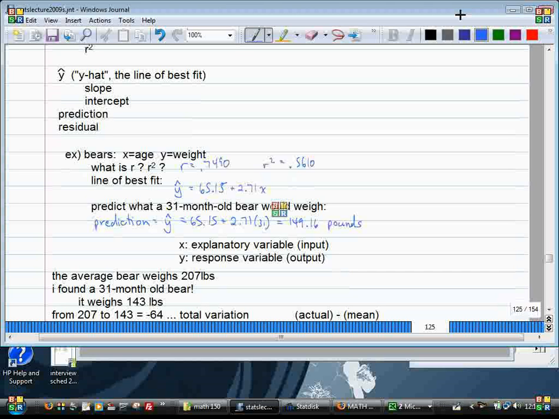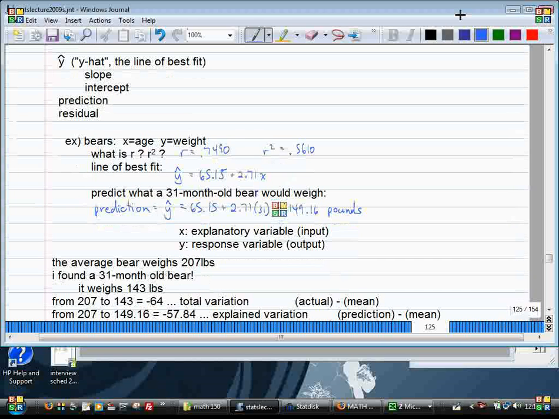And you get it by taking the actual minus the mean. What's the actual weight? 143 is the actual weight. What's the mean? 207. Okay. So next, I predicted the bear would weigh 149.16. From 207 to 149.16, that works out to about negative 57.84. This is the explained variation.